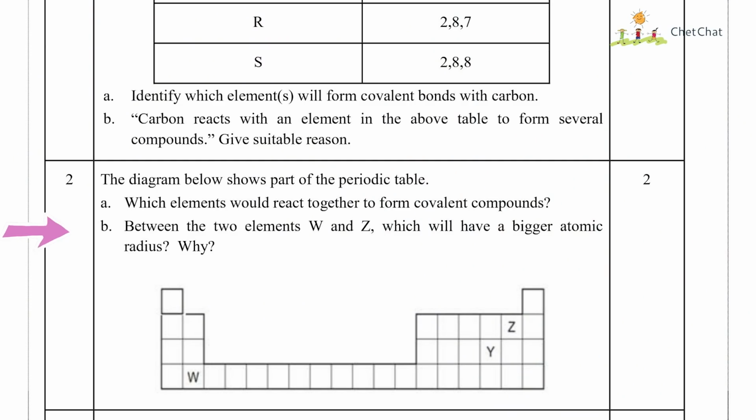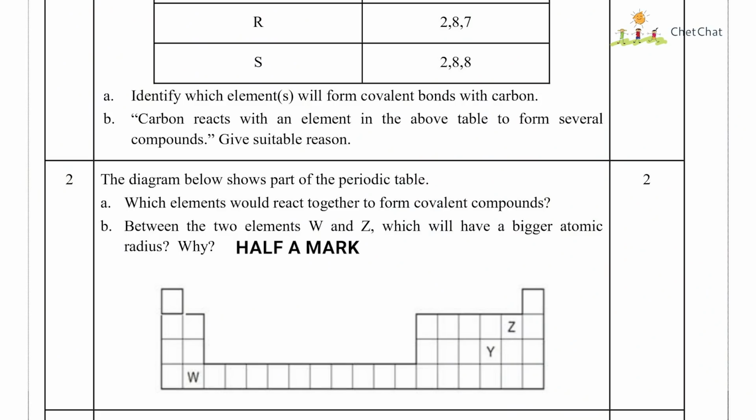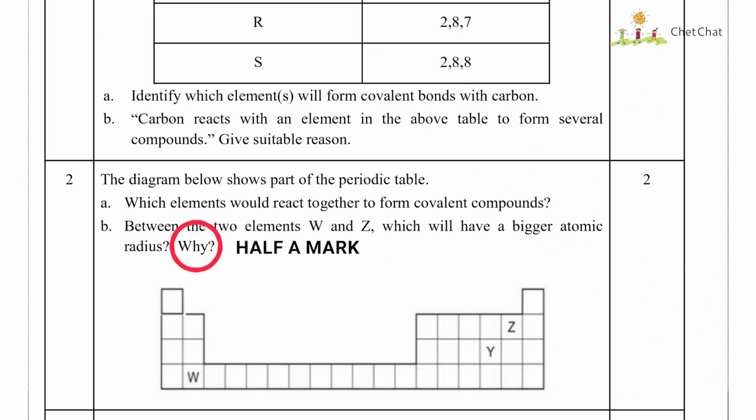Now, let's read part B. Between the 2 elements W and Z, which will have a bigger atomic radius? Once again, this 1 mark is divided between the 2 parts of the question. First, you need to state either element W or element Z, whichever you think has a bigger atomic radius. And the next half mark is for the reason. The second part of the question was why. So we have to give a reason. And since this reason is only for half a mark, a single sentence clear answer will suffice.